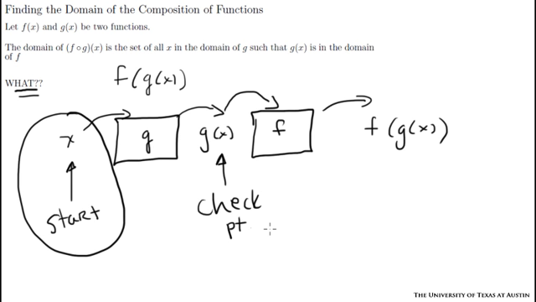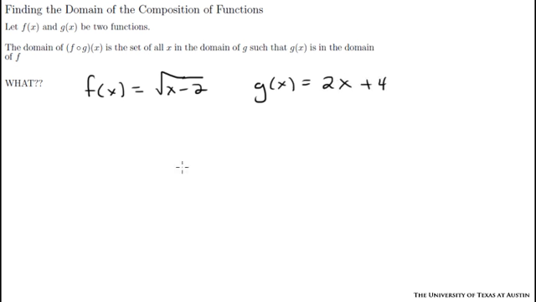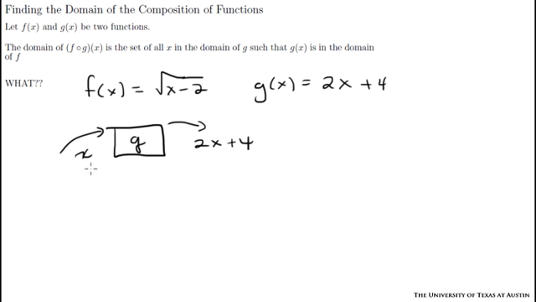As always, everything is better illustrated with a real-life example. Let's look at a particular example where we can determine the domain. We're going to let f of x be equal to the square root of x minus 2, and let g of x be equal to 2x plus 4. Again, let's draw little boxes. I plug in an x, g operates on it, and out comes 2x plus 4. That's what g does to x values.